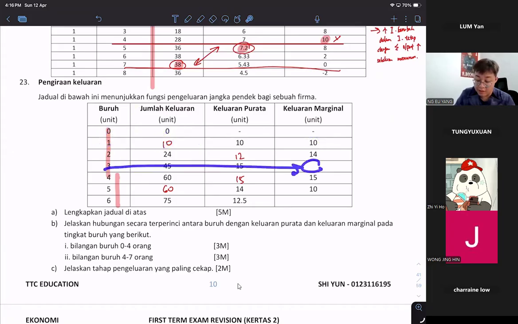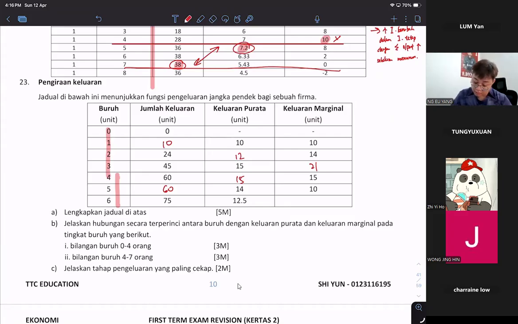Okay, so which means what is the answer for keluaran marginal for the third one? So we are using the differences here. 45 minus 24, so the differences is 21. So divided by the differences of input perubahan is only 1, so answer is still the differences of jumlah keluaran. So the answer is only 21 here. So what is the answer for the next keluaran marginal? So this is 75 minus 60. So which means 15.